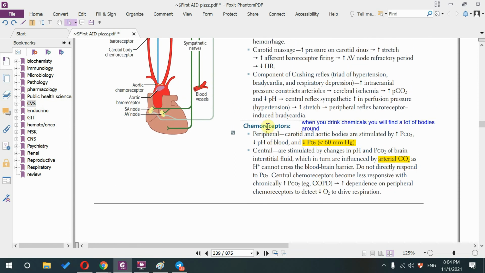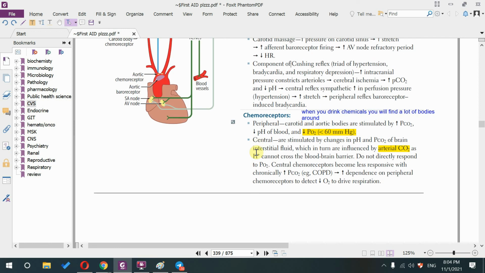So chemoreceptors, it will be as follows. That's my dark mnemonics. So chemoreceptors, we have peripheral ones and we have central ones. The peripheral ones are the carotid and aortic bodies. They are stimulated by the increase in CO2, okay? And also by the state of acidosis and also by the decrease of the O2. All of these will lead to, what do you think? They will lead to activation or depression of the sympathetic nervous system.